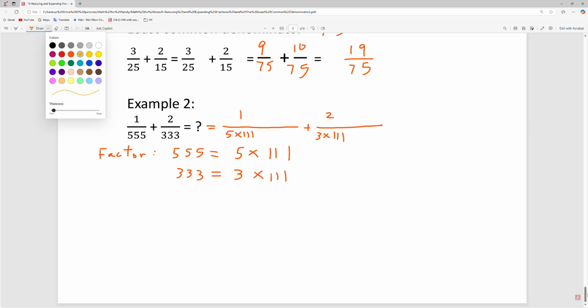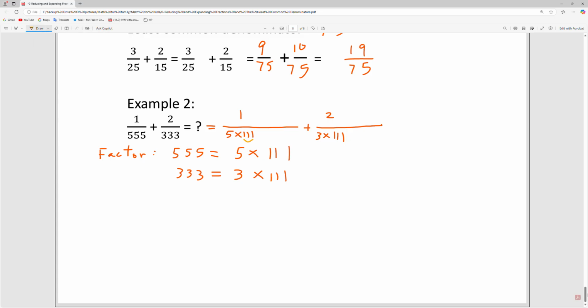Okay. Then comparing these two, they have the same factor, 111. So don't multiply 111 again, to prevent the number getting huge. If you multiply the whole thing, 3 times 111, I say this is not a smart choice. Agree? Since 555 has 111 here, and 333 also has 111 here, we just ignore 111. Don't multiply them again. I will suggest you multiply 3.